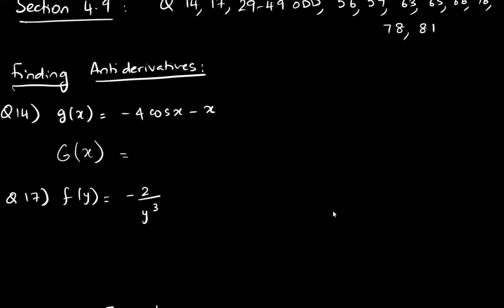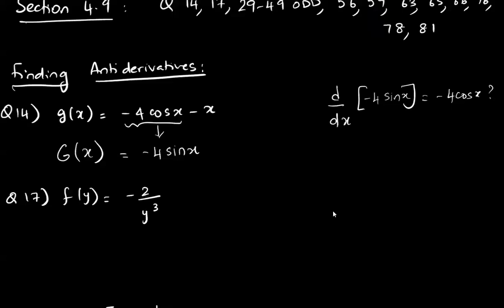So what is an antiderivative? It is nothing but you're going to just ask yourself what would give negative 4 cosine x. So basically the question is, the derivative of what is negative 4 cosine x, right? So then you know that this has to be negative 4 sine x, isn't it? Because if you take the derivative of negative 4 sine x, you're going to get negative 4 cosine x. So this is going to be negative 4 sine x, right?